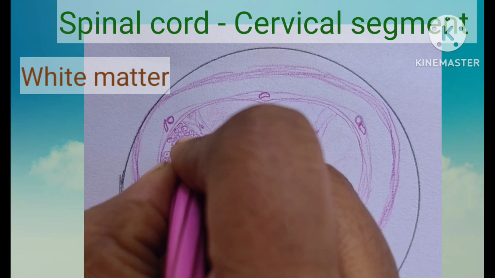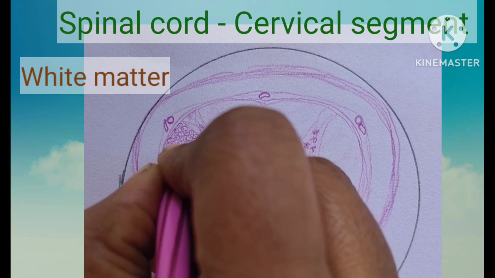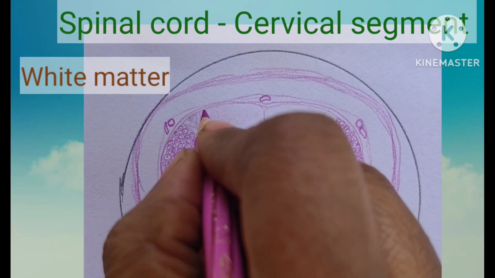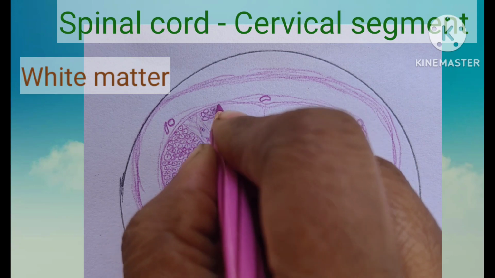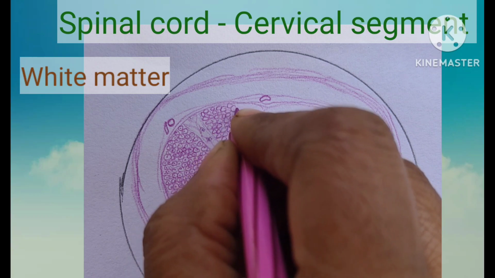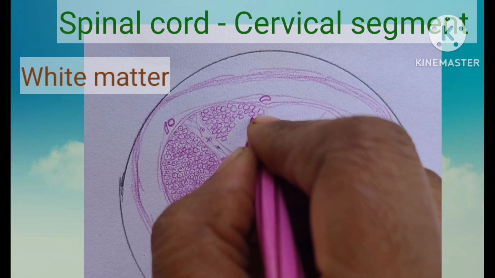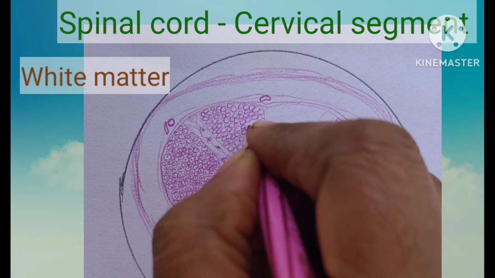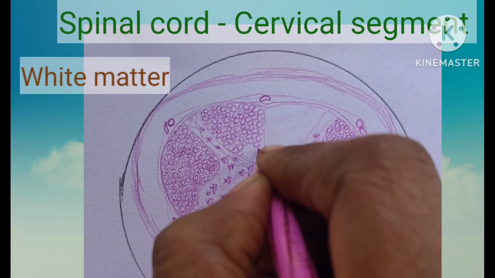The posterior funiculus contains only the ascending fibers, whereas the anterior and lateral funiculus contains both ascending and descending fibers. So if you want to keep it fast, you can just put a circle and put a pink dot in the center and blue dot in between those bundles, which represent the oligodendrocytes. We'll also have some blood vessels in the white matter.